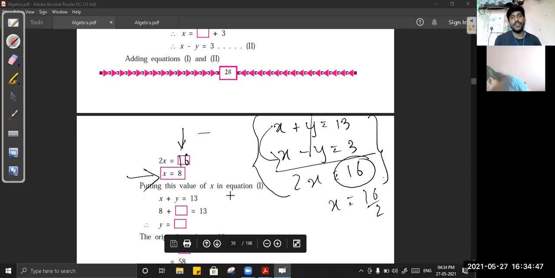Then putting the value of x in equation 1. So here, what will come in this box? Here x is 8 plus, here what will come? Y. Y itself. And then in the next step, this plus 8 will be taken on the other side. So y is equal to 13 minus 8. And how much is 13 minus 8? 5. So y is equal to 5 here.